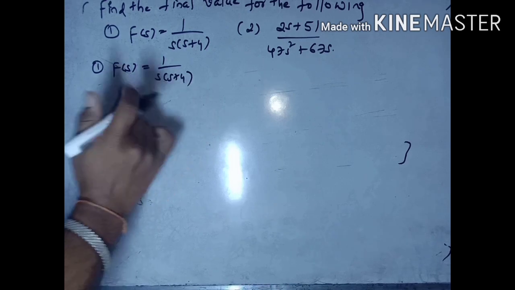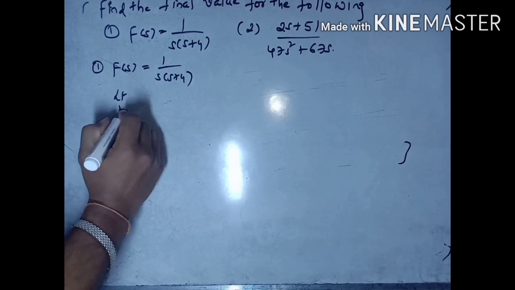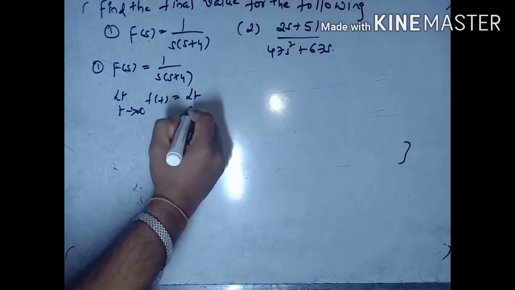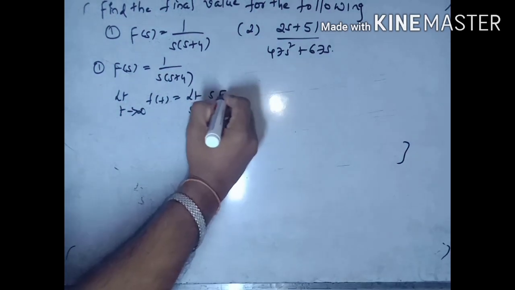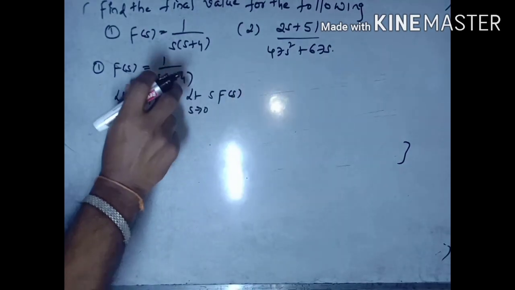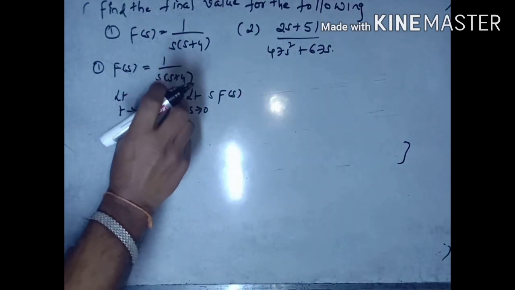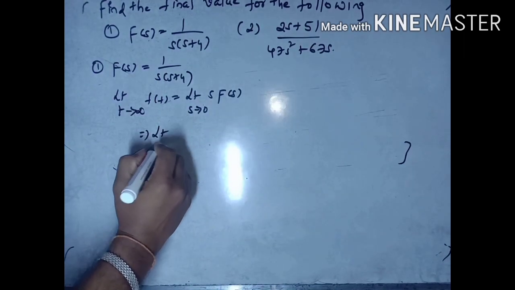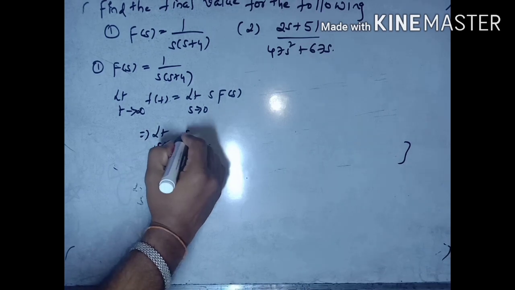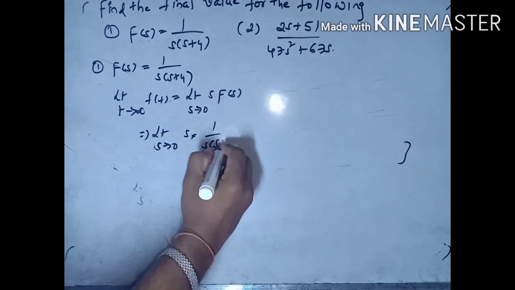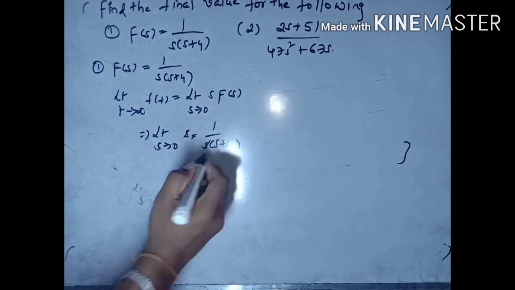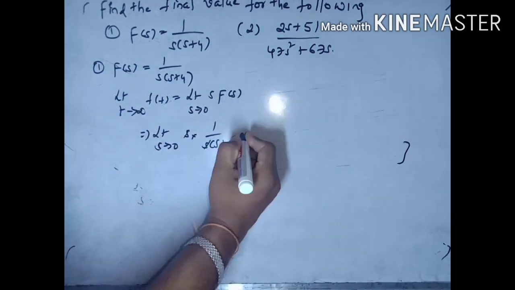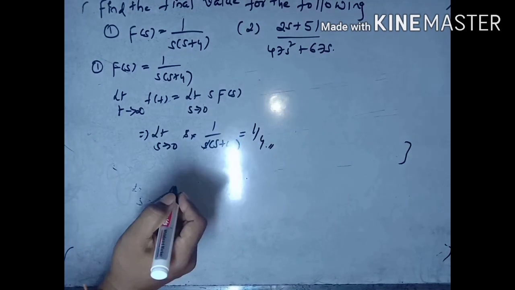Using the final value theorem, limit t tends to infinity f of t equals limit s tends to 0 s into f of s. So in the final value theorem we will directly substitute s equals 0. That is limit s tends to 0 s into 1 by s into s plus 4. The s and s cancel, and if we substitute s equals 0 we get the final value 1 by 4 directly. So this is very simple.